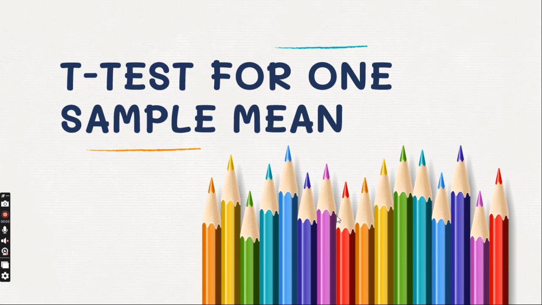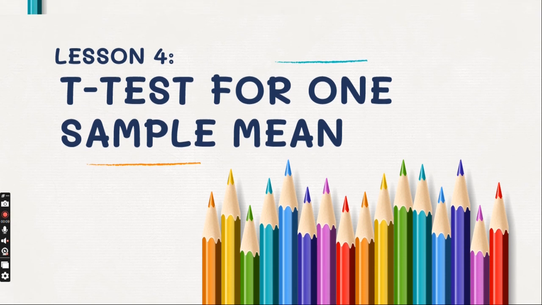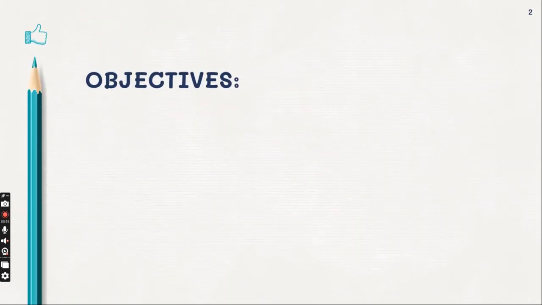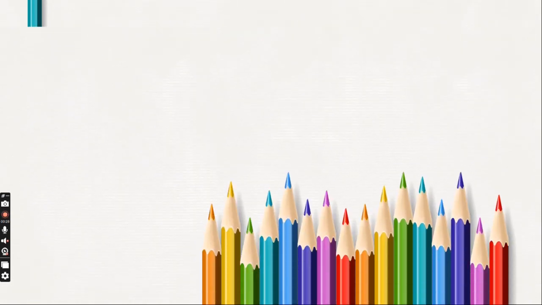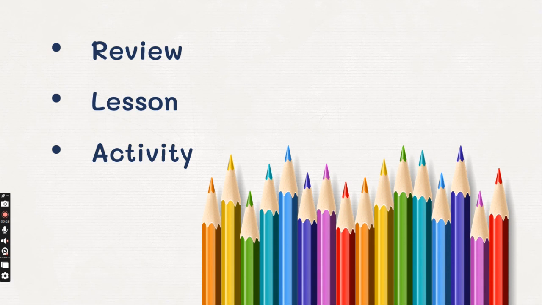Fourth lesson is our fourth lesson for BSEM 34, Advanced Statistics: T-test for one sample mean. At the end of the lesson, you will be able to define t-test and solve word problems involving t-test using one sample mean. We'll have a quick review, of course, the lesson proper, and an activity at the end.